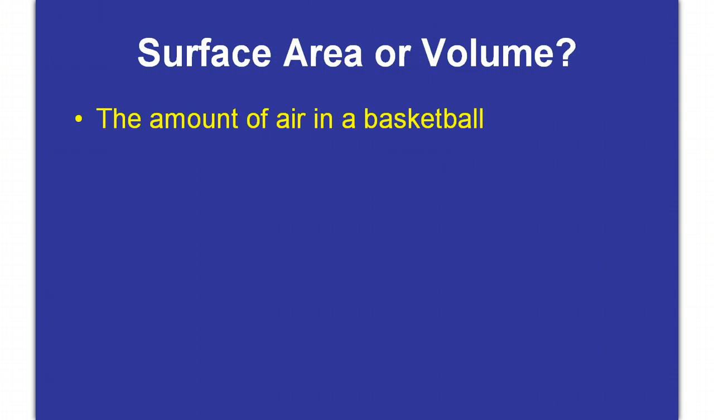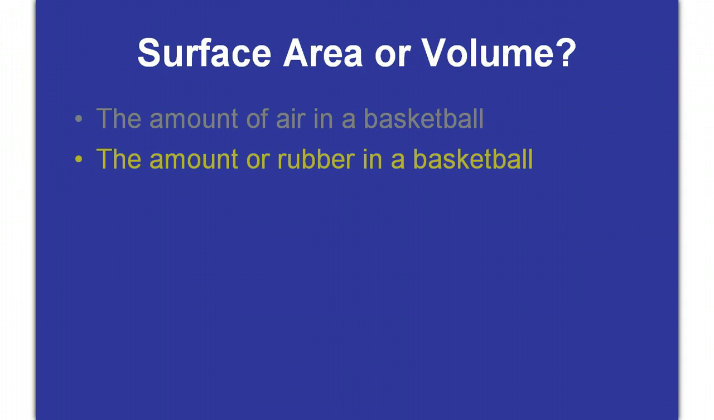Okay, if I wanted to know the amount of air in a basketball, would I be talking about surface area or volume? That's volume, because I'm filling the ball. That's the volume of air. What if I'm talking about the amount of rubber it takes to make the basketball? That's going to be surface area. Is a basketball solid, full of rubber? No, it's empty inside. The rubber is just on the outside. So to figure out how much rubber it takes to make a basketball, the main thing I would be concerned with is the surface area of the basketball.